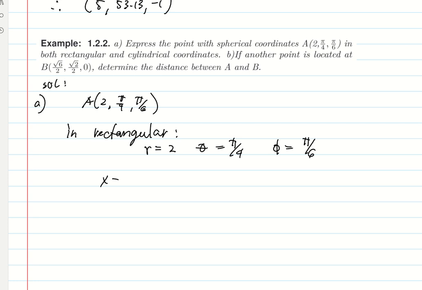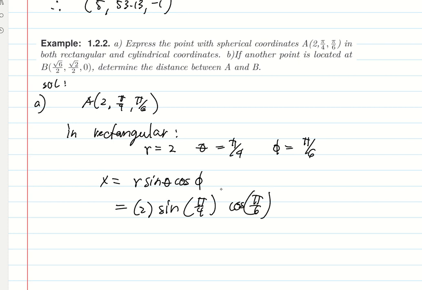The formula for x, when converting from spherical to rectangular, which we also derived, is r sine theta times cosine phi. With direct substitution, our x is 2 times sine of pi over 4 times cosine of pi over 6. Solving this using your calculator, it should be equal to the square root of 6 over 2.